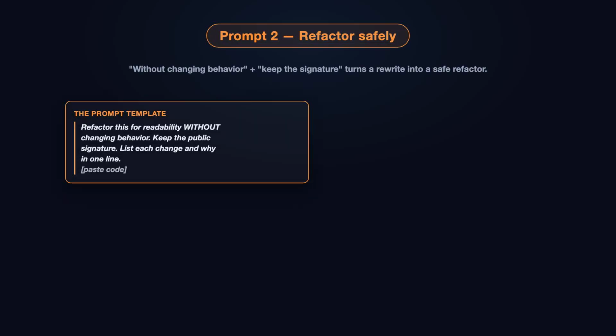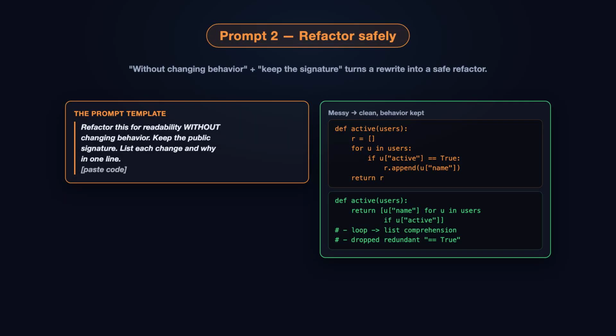Prompt 2, Refactoring without breaking things. The scary part of asking AI to clean up code is that it quietly changes behavior. This template locks that down. Refactor this for readability without changing behavior. Keep the public signature. List each change and why in one line. Then paste the code. The power is in the constraints.